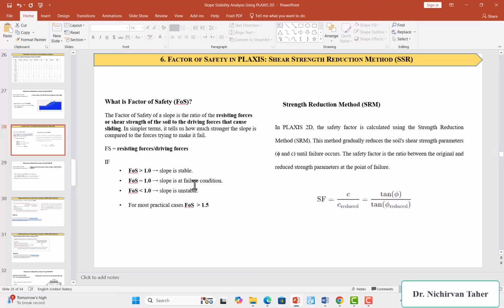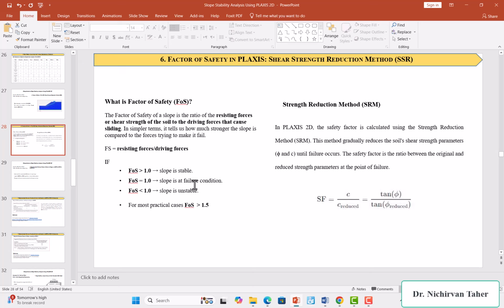But when the factor of safety is less than 1, it means this slope is not stable. For most practical situations or most practice codes, the required minimum factor of safety is greater than 1.5, or maybe 1.3 to 1.5. So this definition of factor of safety is according to the limit equilibrium method, which we explained previously.